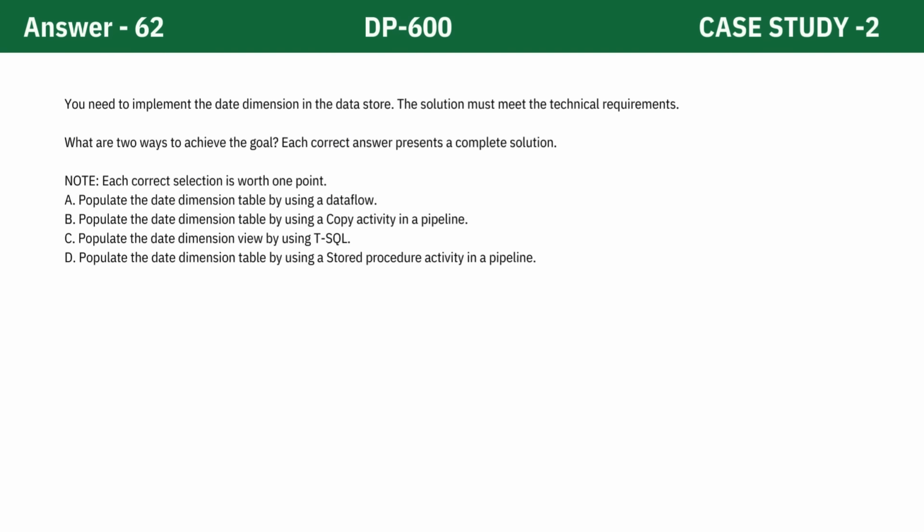Option A. Data flows are excellent tools in Fabric for managing data transformations and manipulations before storage. They are particularly adept at handling date calculations and transformations, making them ideal for creating a date dimension from scratch. Thus, it is a correct answer choice. Option B. While the copy activity is efficient for moving data from one place to another, it isn't typically used for generating new data from scratch, since there's no existing data source for a date dimension. This is an incorrect option.